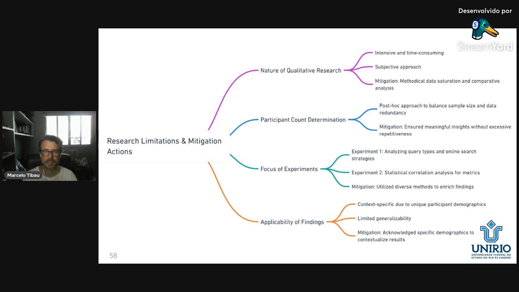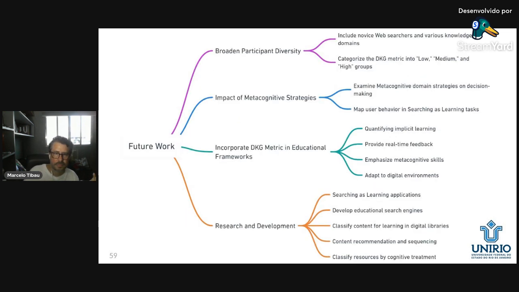Applicability of the findings might be context specific due to the participant demographics, composed of graduation students in one experiment. The second experiment concerned law professionals and law students. So those demographics might limit the generalizability of the research. I acknowledge these specific demographics to contextualize the results.